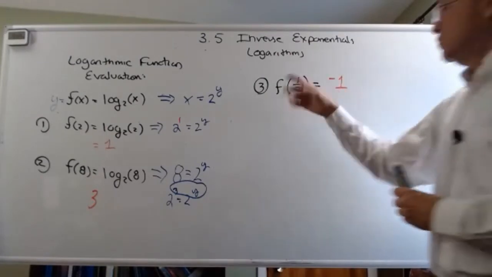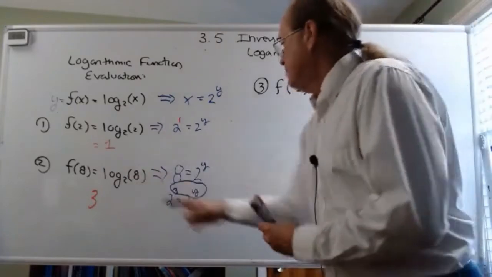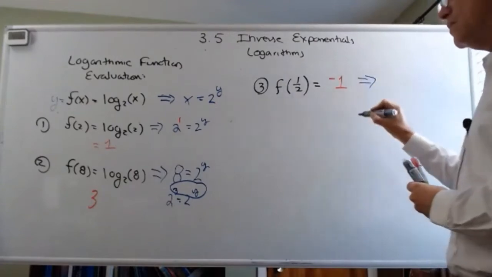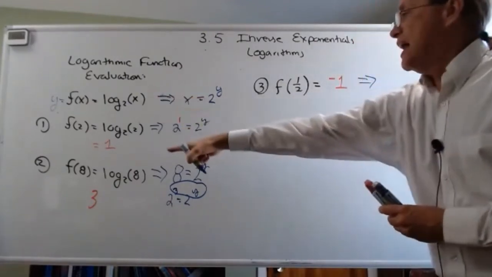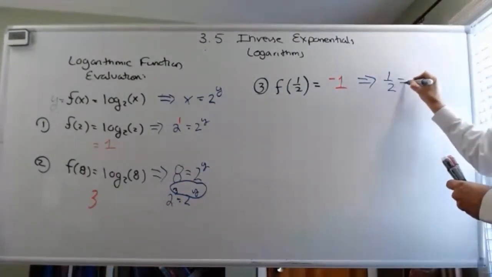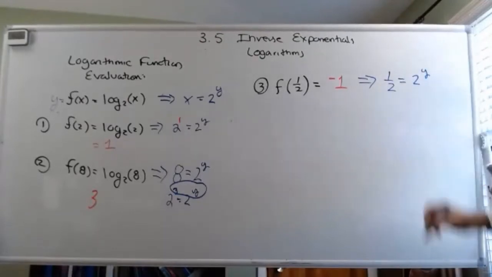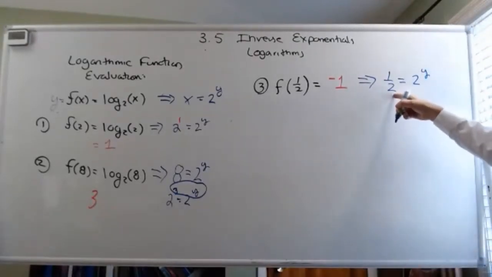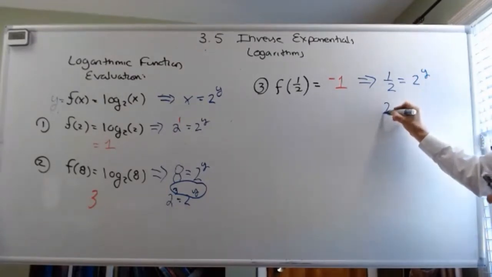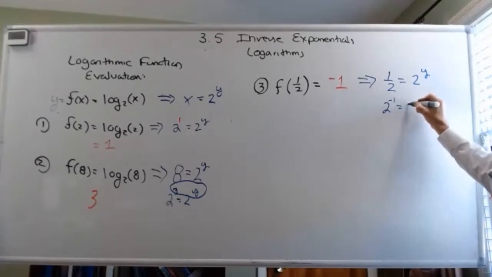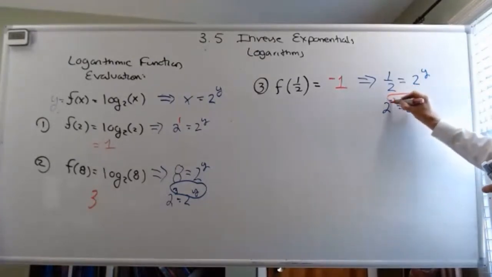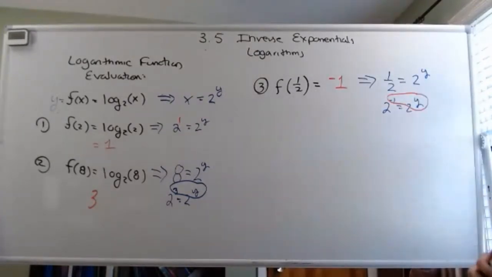Okay, let's do the same strategy. Now I'm looking at this over here, and this is equivalent to my exponential form, where my x value, which is now 1/2, is equal to 2 to the y. Let's rewrite this 1/2 using exponents, because that's what we're dealing with. 1/2 is really 2 to the negative first power by the rules for exponents. What is my y value? Well, the y value is nothing more than the exponent, -1.